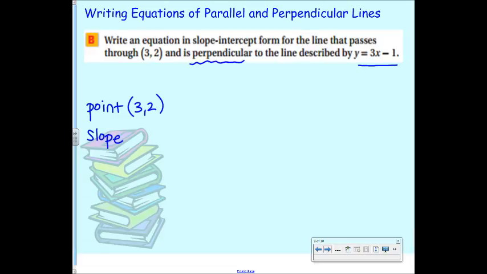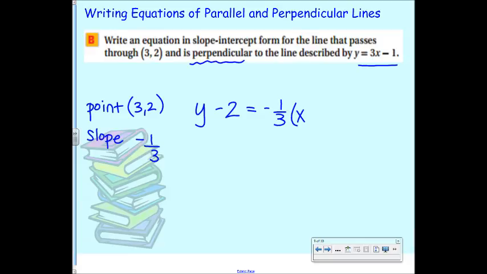So what would the slope of a line that's perpendicular to that be? Negative 1 over 3. Why is it negative 1 over 3? You flip it and you do the opposite. So it's negative 1 over 3. So then what's my equation? y minus 2 equals negative 1/3 times x minus 3. Good. All right, great job.